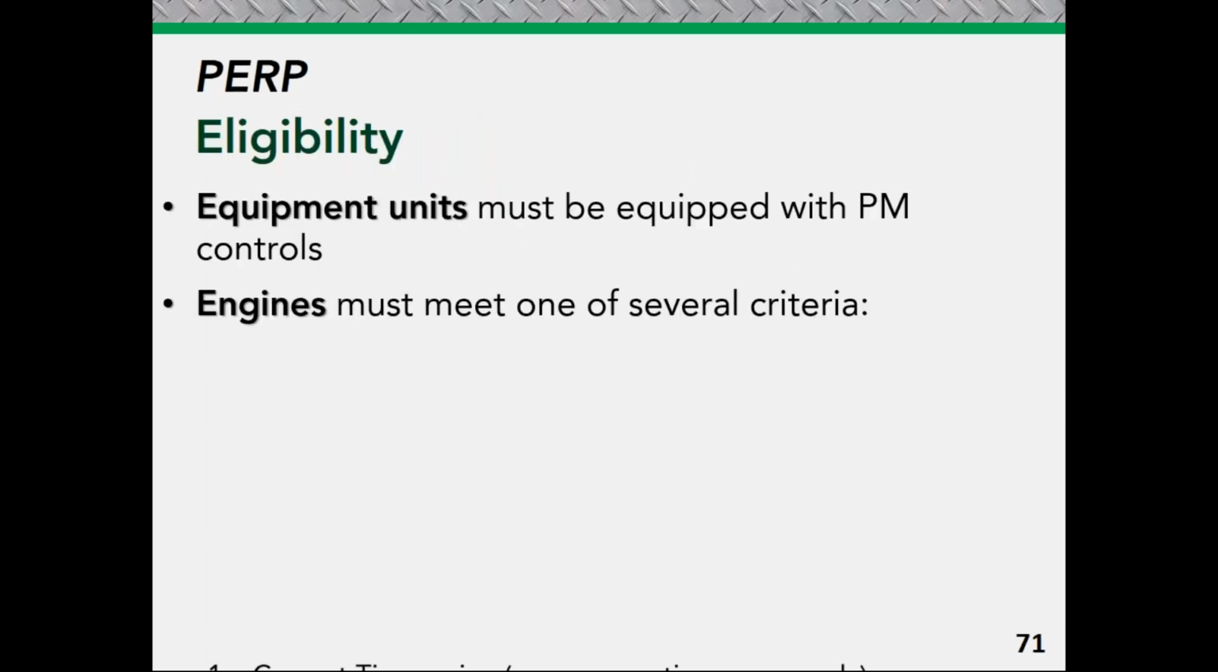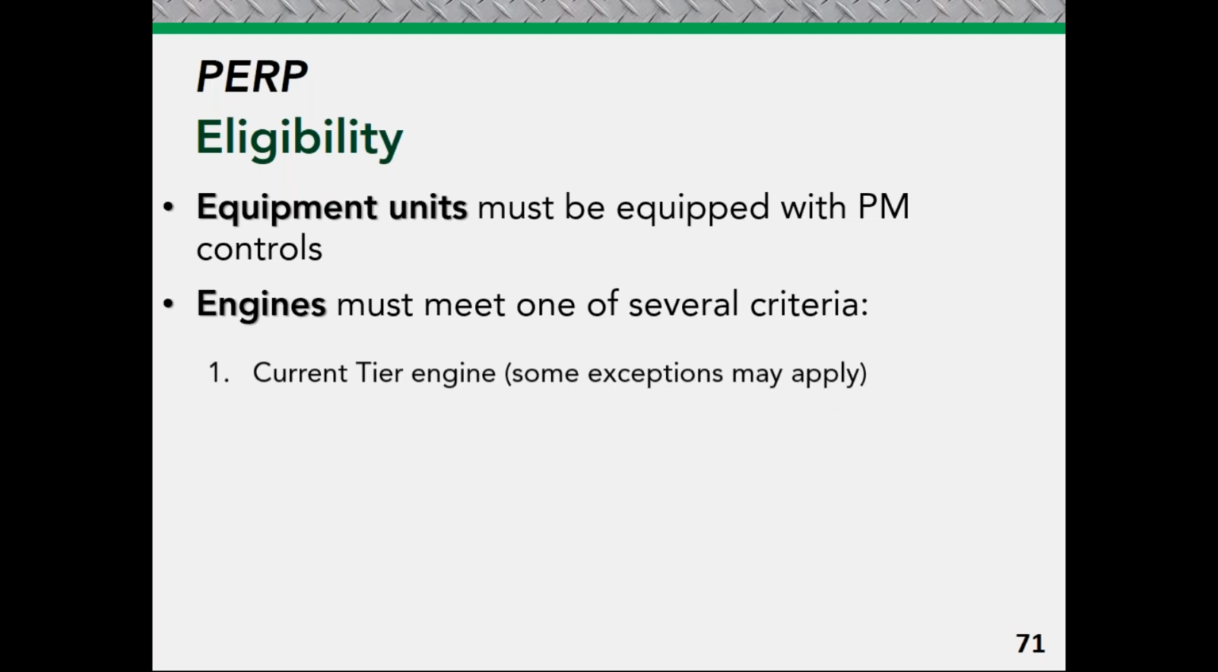So the eligibility for equipment units: in order to be eligible to get a registration, it's going to have some type of particulate matter control. Generally speaking, that's going to be some type of water spray nozzle or something like that that's going to remediate the dust. For the engines, there are several different possibilities.